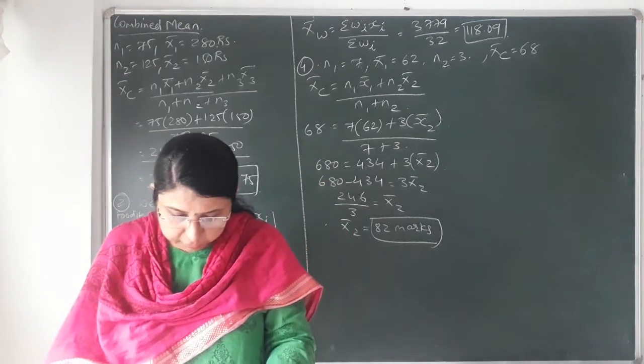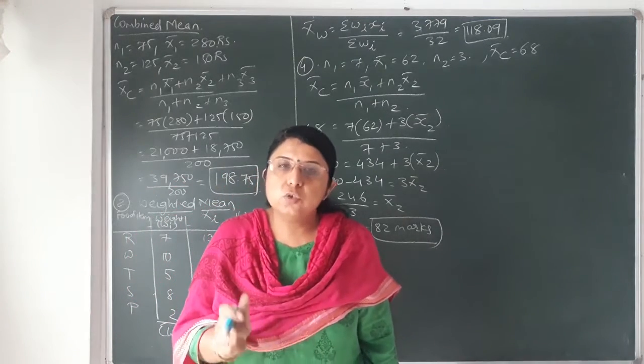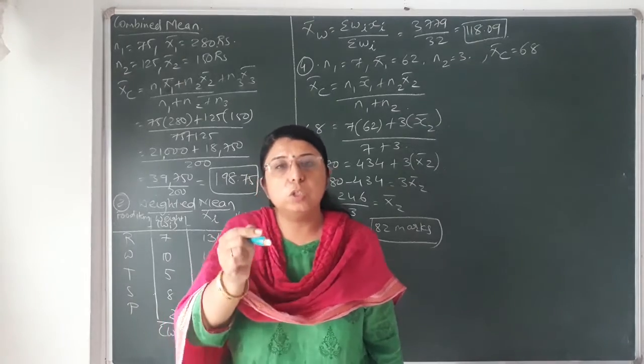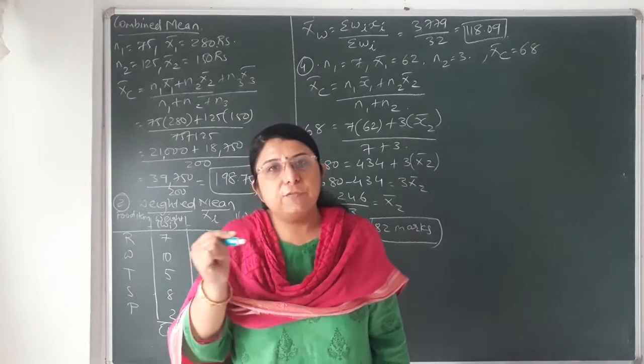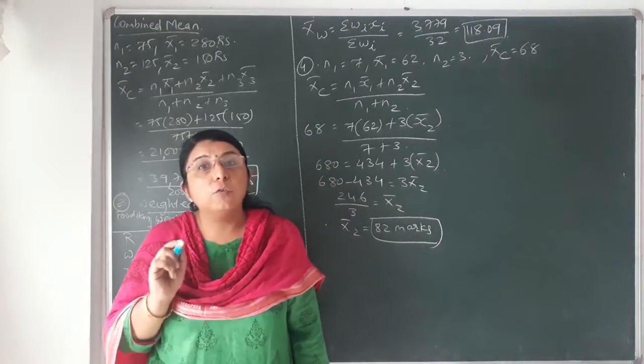Here it is asked in the question to find the mean wage of all the workers. So it is understood that we have to find the combined mean including both the means of both the groups of workers, that is 75 plus 125. So we have to apply over here the formula of combined mean.